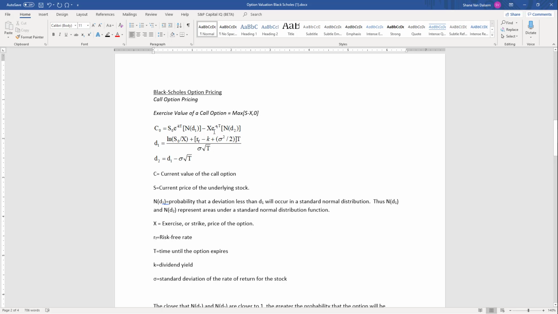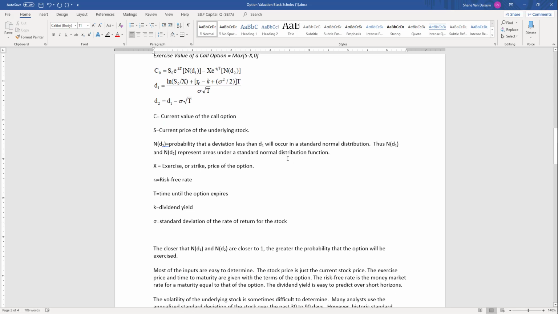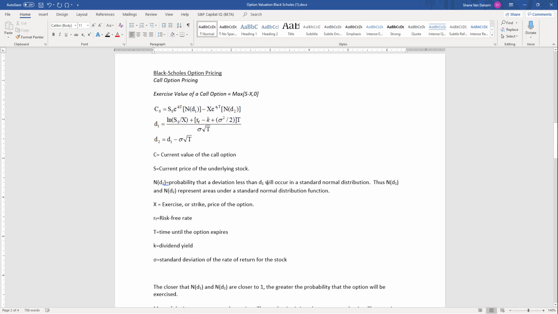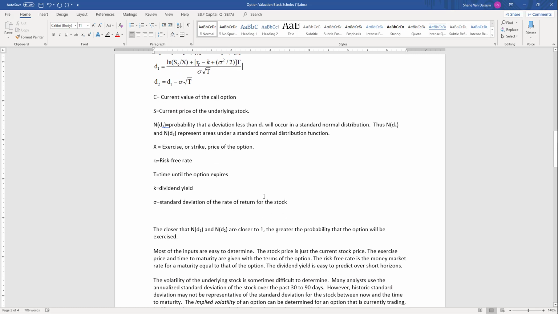We've got S minus X. We associate different probabilities with S and X. And really what we're looking for is the probability that S will exceed X at the expiration date, and by how much. So note that the closer ND1 and ND2 are to 1, the greater the probability that the option will be exercised. Most of the inputs are easy to determine.